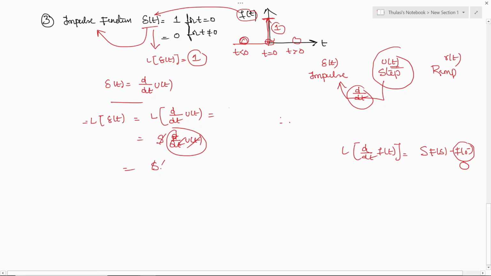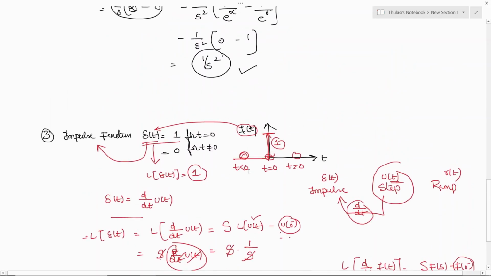So now from here you can get this value as s into Laplace of u of t, minus the initial value, u of 0 minus, which we are going to get as 0. So this I can write down as s into Laplace of u of t. Laplace of step signal is 1 by s. The s will get cancelled and you are going to get the answer as 1. Therefore, the impulse signal is delta of t, and its Laplace transform value is 1.